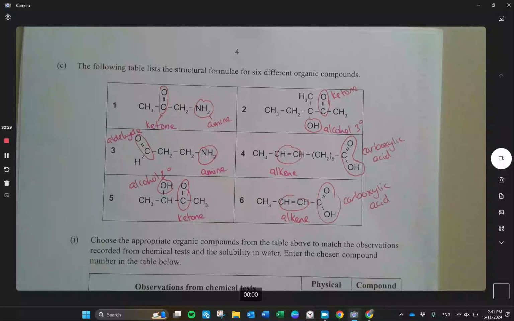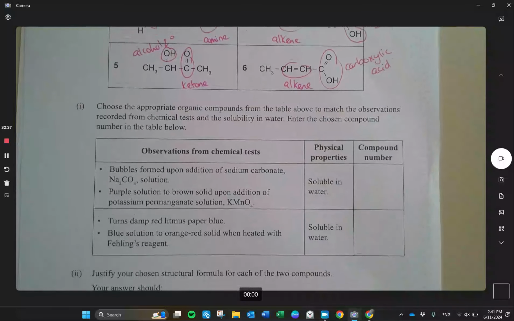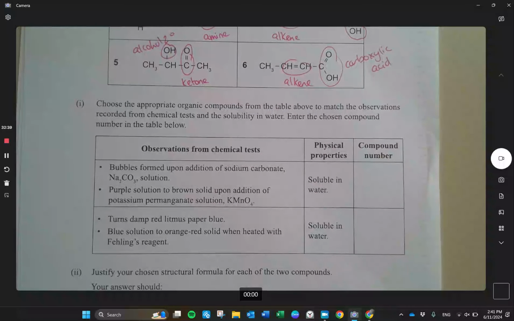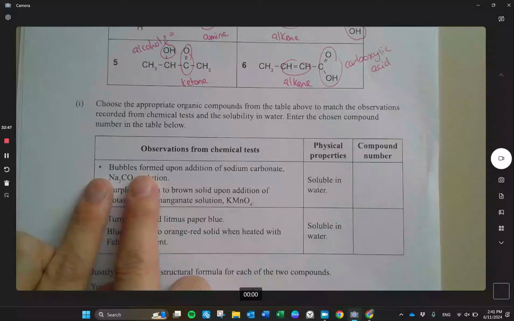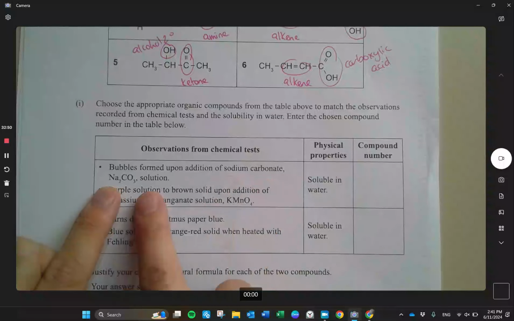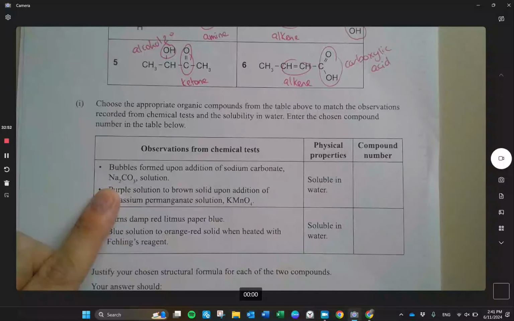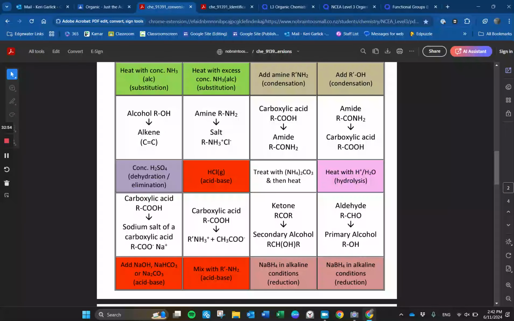Cool. All right, so now we're going to be looking at this question here, and again, it's just reading and knowing our reaction. So this is our identification test. This tells us a lot of different things. The first thing it tells us is that bubbles form upon the addition of sodium carbonate in solution. So if we have our flashcards memorized, now we're looking at an identification test. We are looking for things that have the word bubble in it.